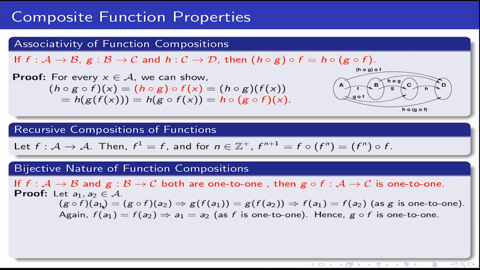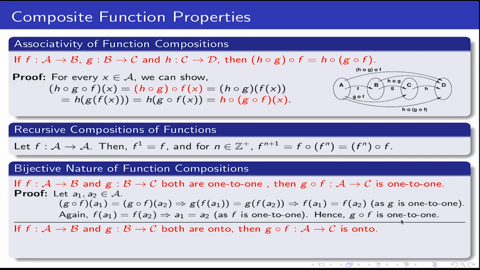So hence I got that two different elements from A applied over function f imply that those two elements are the same. It means that two elements from A cannot be mapped to the same element in G∘F. So it's 1 to 1. If f and g are both onto, then G∘F is onto.